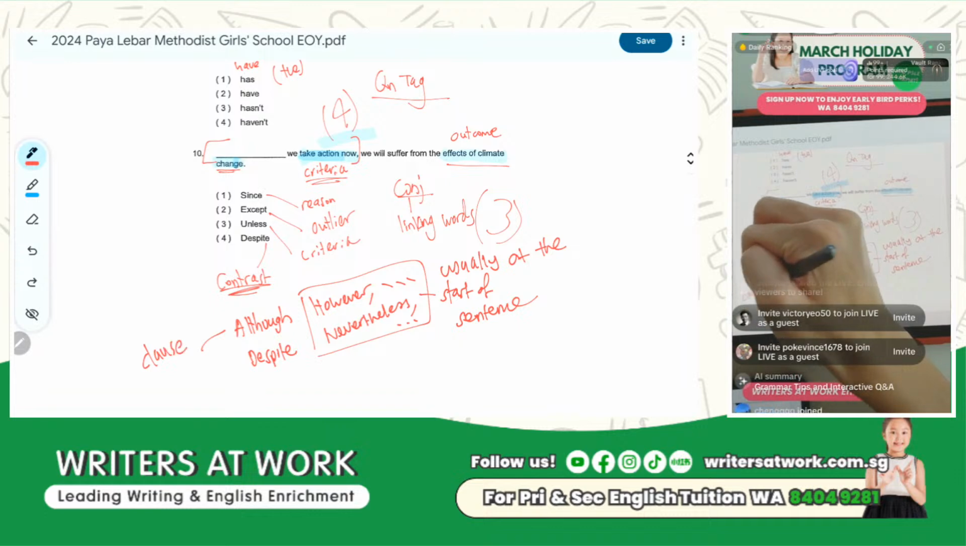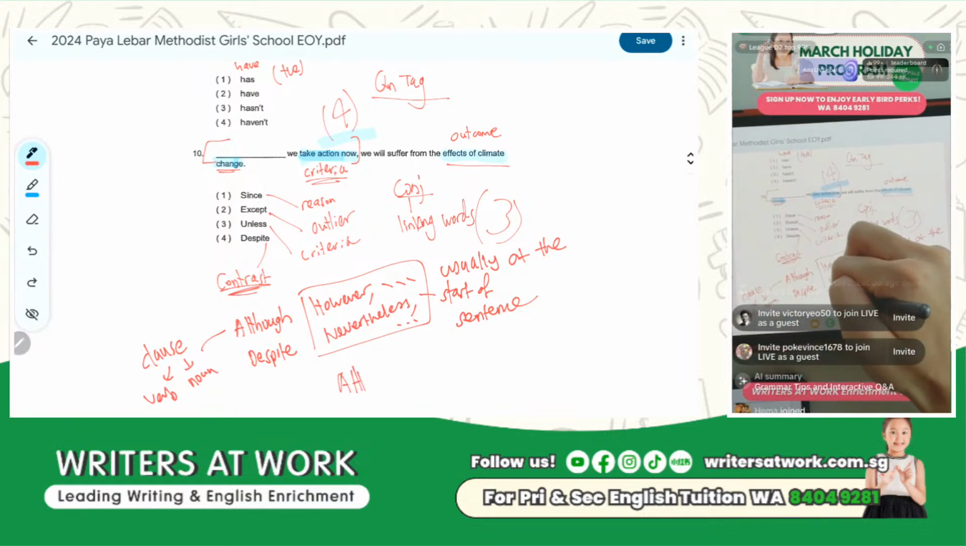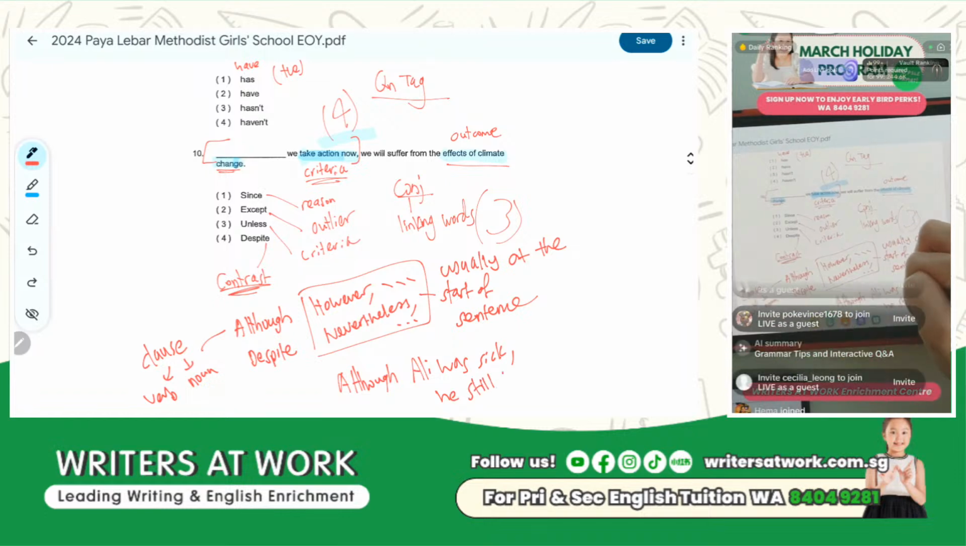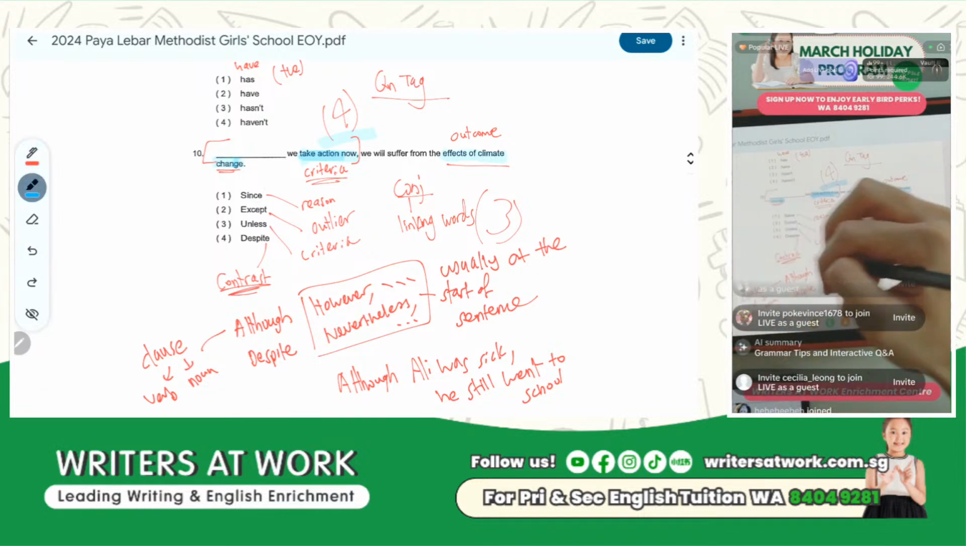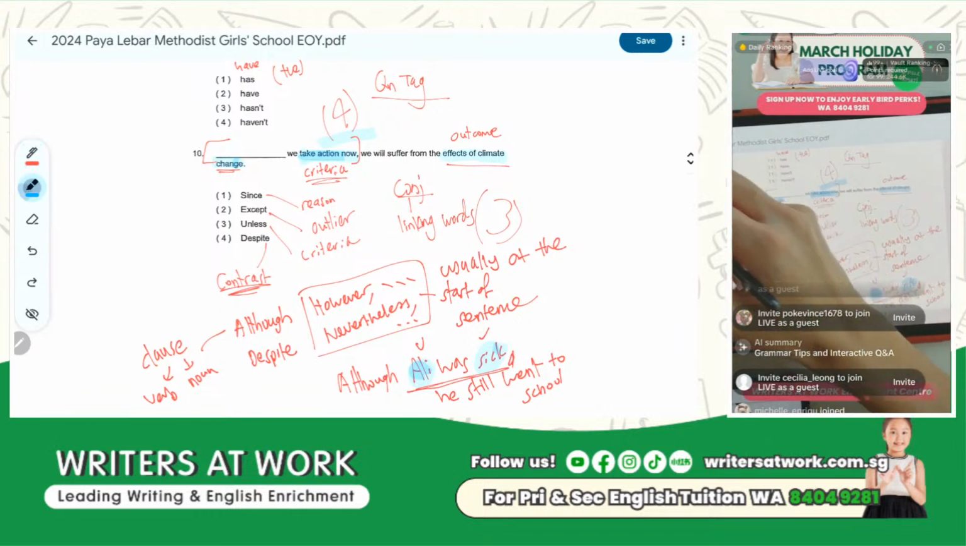Okay, so what does this mean? You need to have a verb as well as a noun. Although Ali was sick, he still went to school. So can you see? The verb is sick. The noun is Ali. These two elements need to be present in my sentence before the comma when I need to use the word although.